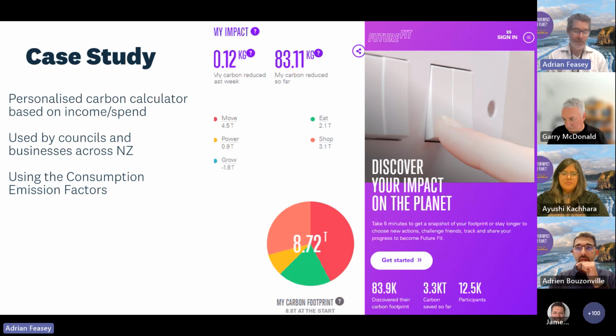The tool uses a range of emission factors and is based on income information entered by the user. Those users can be throughout New Zealand. It's not specific to Auckland. FutureFit is currently used by a number of councils and New Zealand-wide businesses. So using the consumption emission factors from this report, we're able to switch out some of the original emission factors, which were done several years ago under a different model. That's helped us increase the accuracy of the outputs.